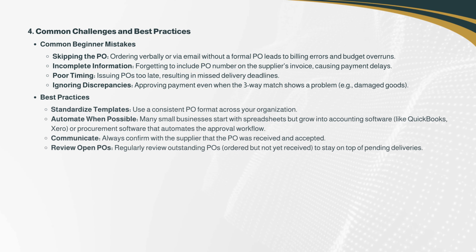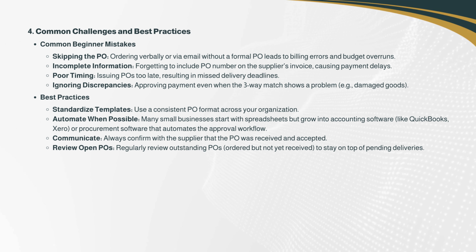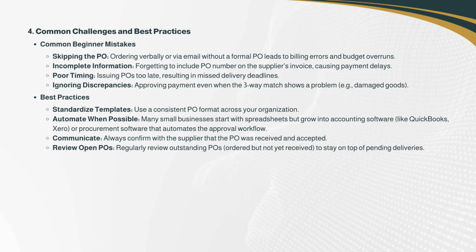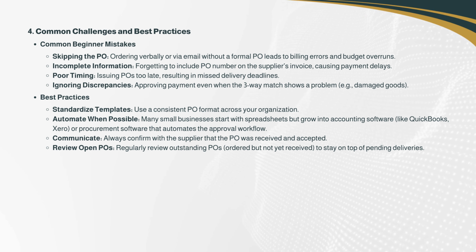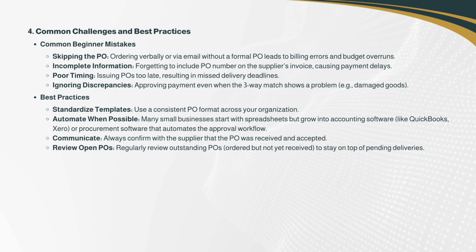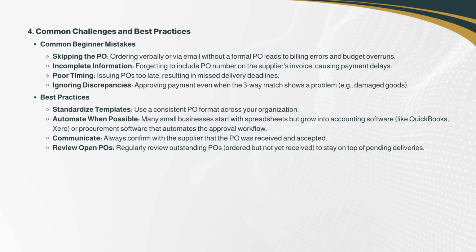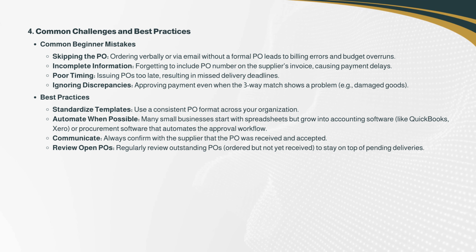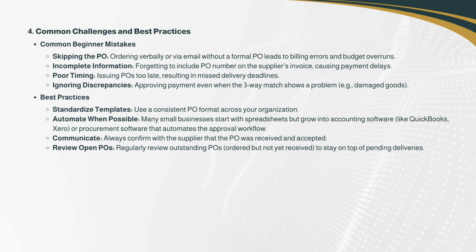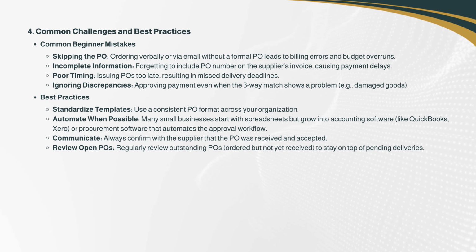Best practices. Standardize templates. Use a consistent PO format across your organization. Automate when possible. Many small businesses start with spreadsheets but grow into accounting software, like QuickBooks, Xero, or procurement software that automates the approval workflow. Communicate. Always confirm with the supplier that the PO was received and accepted. Review open POs. Regularly review outstanding POs, ordered but not yet received, to stay on top of pending deliveries.